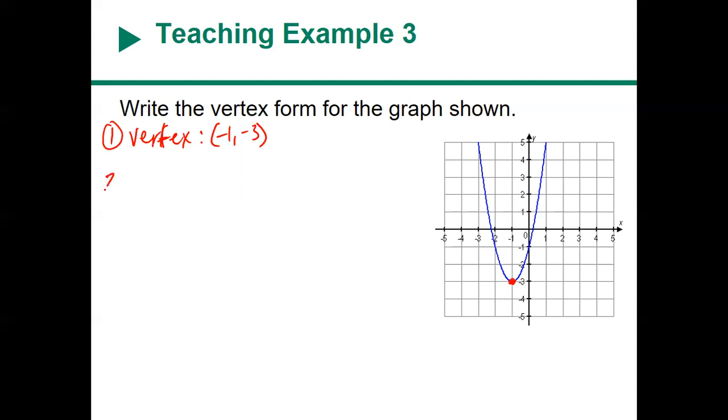Okay, step 2 is you want to use your y-intercept if possible, or any given point. So in this case, do we have a y-intercept? Yeah, what's our y-intercept? 0, -1 is our y-intercept. Step 3 is to solve for a.